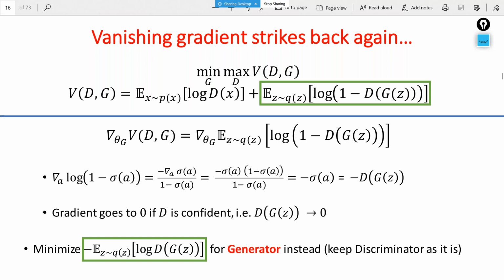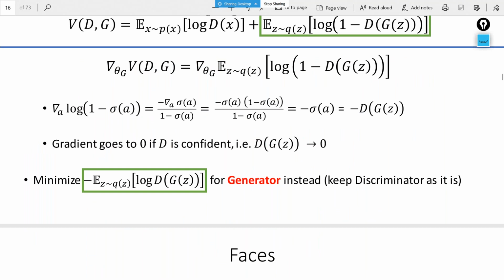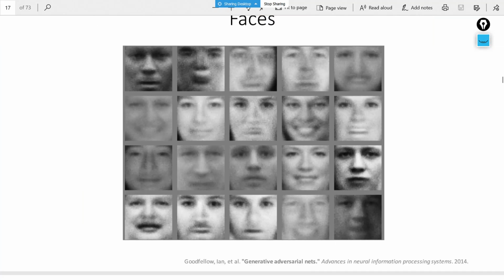So instead of this function, we make an alteration such that you get this function. This and this are both the same, because here the 1 minus is removed, but a negative sign has been added. That's what I've been saying from the start: minimize this function for the generator, and keep the discriminator as it is. For the discriminator you use this function, and for the generator you use the minus function. So in this case both will try to descend. Cool, understood? This is run on faces.